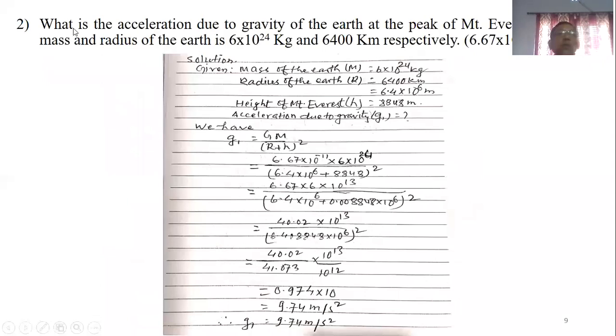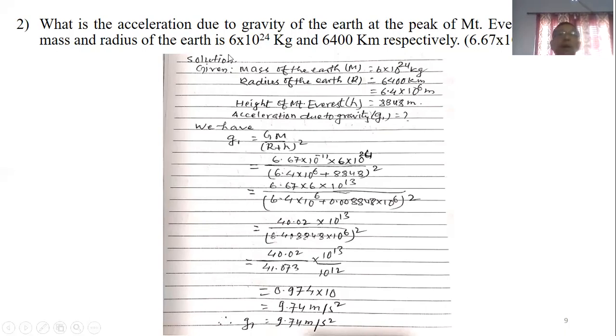example. What is the acceleration due to gravity of the earth at the peak of Mount Everest? When the mass and the radius of the earth is 6 into 10 to the power 24 kg and 6400 kilometer respectively, g equal to 6.67 into 10 to the power minus 11 newton meter per kg square. This is the numerical problem related to calculate the acceleration due to gravity at any height from the surface of the earth.